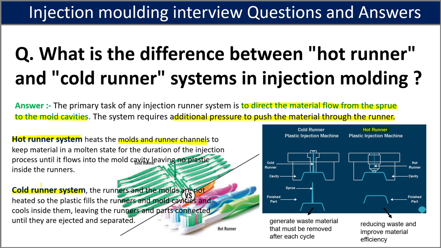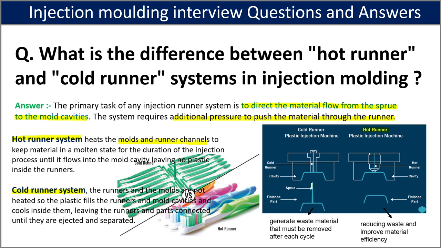And in the cold runner system, the runner and the mold are not heated, so the plastic fills the runner. Here you can see the plastic is filled in the runner and also in the cavity, leaving the runner part connected until they are ejected separately. After the ejection also you can see this filled runner here with the screw.